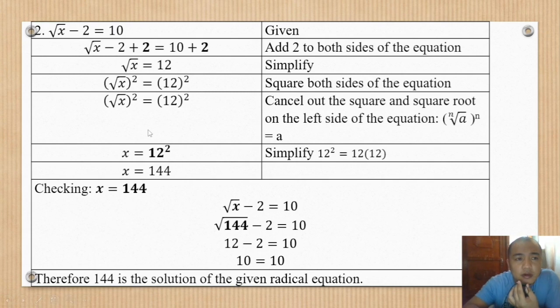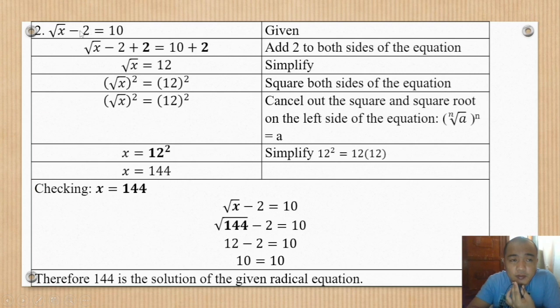Another. Square root of x minus 2 equals 10. So, first step, we're going to add 2 to both sides of the equation. So, plus 2, plus 2. That will be cancelled out. That's 0. And 10 plus 2 equals 12. So, the new equation is square root of x equals 12.